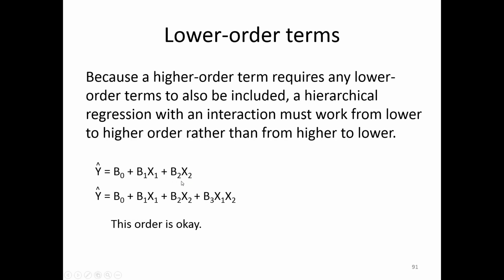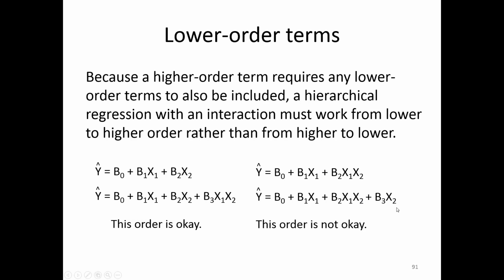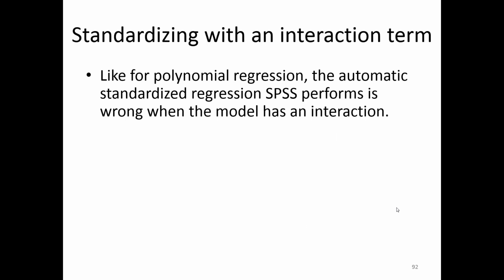A lot of times it's good. A lot of times you might even want to start with just each term by itself, which is basically looking at whether there's a correlation between each term and the outcome variable. But you could start with this, and then in the second step you add the interaction term. That would be fine. But you couldn't do this: have just the lower order term for predictor 1, then the interaction term, and then in the second step add the lower order term for predictor 2. That order would not be okay.